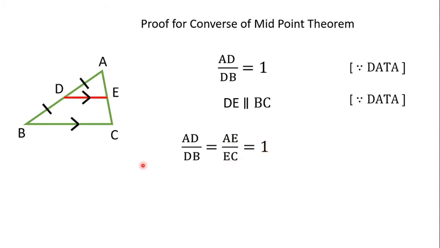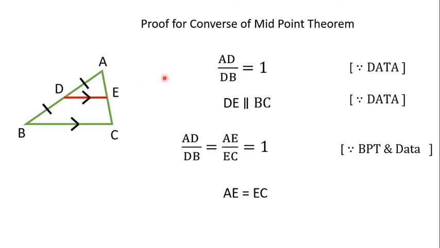You know that this DE is drawn parallel to BC. When DE is drawn parallel to BC, definitely AD by DB must be equal to AE by EC. But AD by DB is equal to 1. Therefore, AE by EC should also be equal to 1. The reason being BPT as well as data only. So now on cross multiplication of this ratio, we can understand that AE is equal to EC only. So this is nothing but the midpoint of the third side AC.